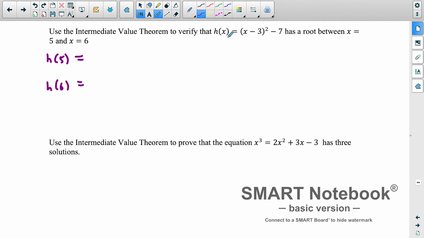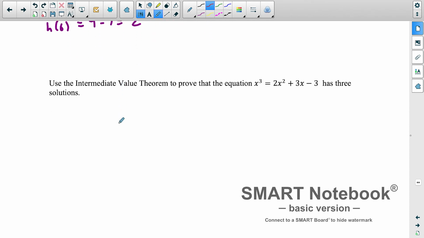So I put 5 in here. 5 minus 3 is 2, and 2 squared is 4. Then I take away the 7, and I get negative 3. Okay, 6. 6 minus 3 is 3, and 3 squared is 9. And then 9 take away 7 is 2. There you go. We got a sign change. We know there's at least 1 root or 1 zero between 5 and 6 on this function.